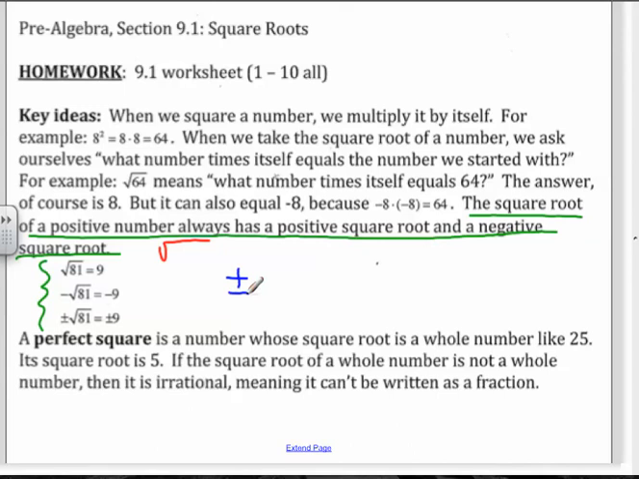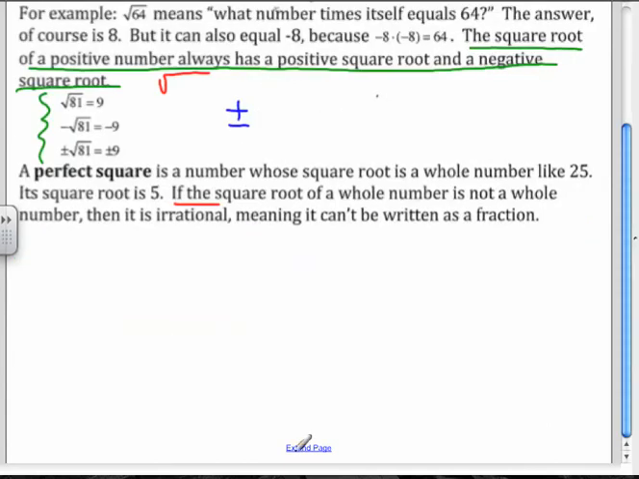Now I'm shifting gears. If the square root of a whole number is not a whole number, then it's irrational, which means that we can't write it as a fraction. Okay? So let's take this for example. Let's take the square root of 24.